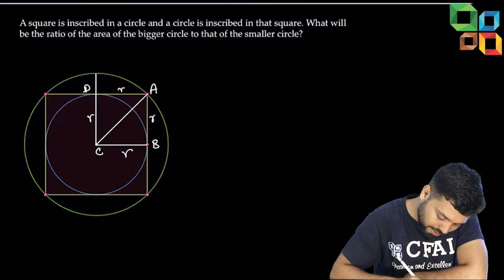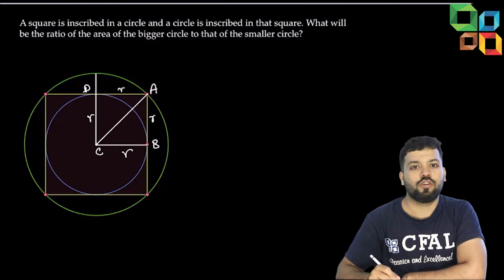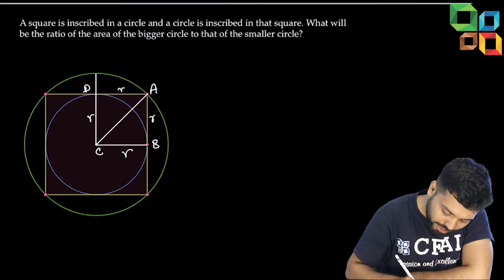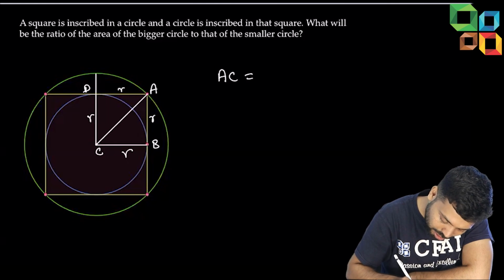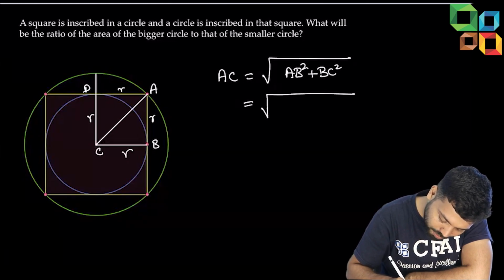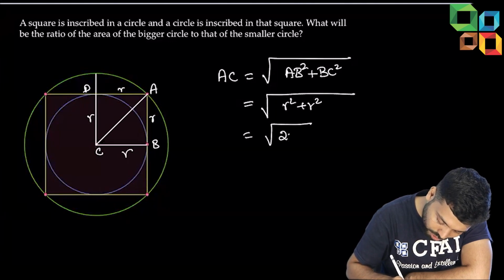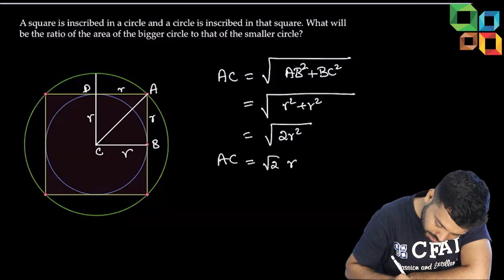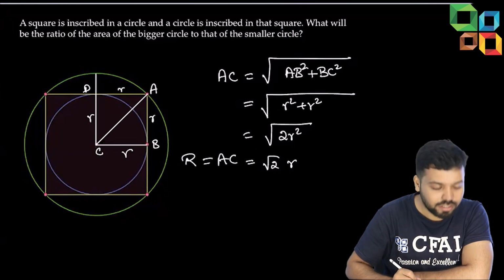Now if you apply Pythagoras theorem, you will get AC as square root of AB square plus BC square. AB and BC are the same, so it is R square plus R square, square root of 2R square. So it is nothing but square root of 2 times R. I'll call this bigger R.